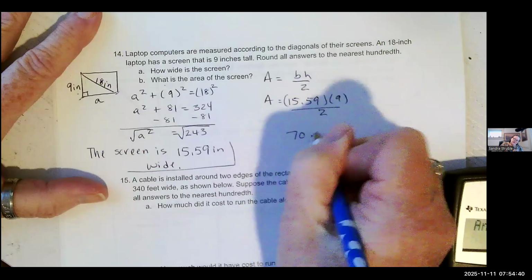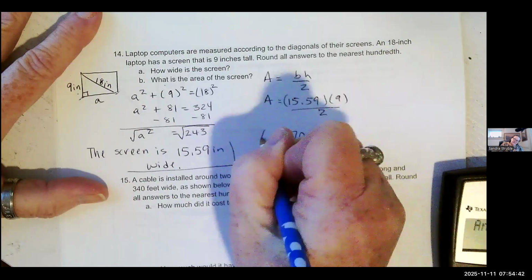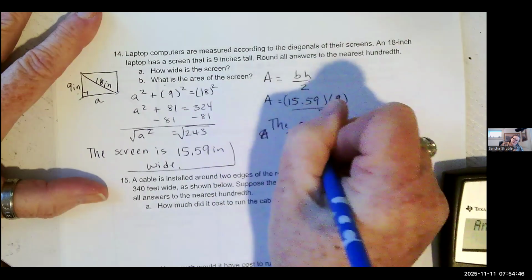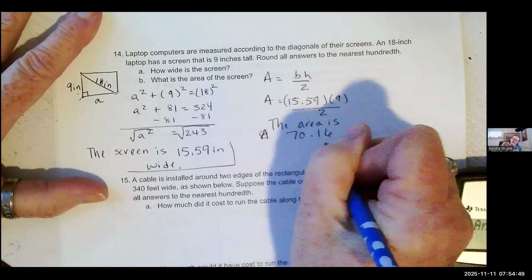Now, this is area. The area is 70.16 inches, but it's area, so it has to be squared.